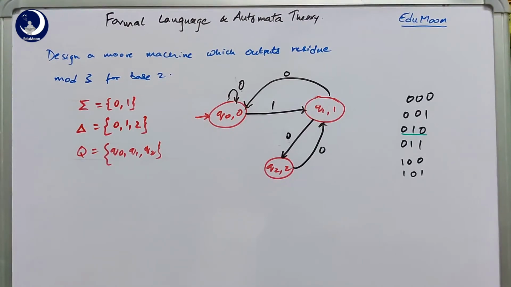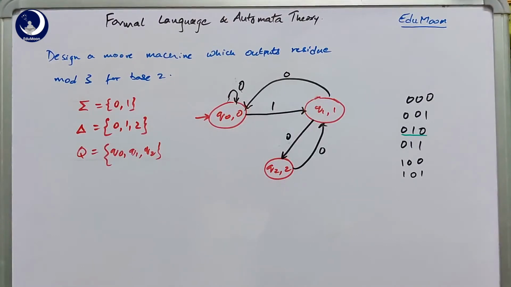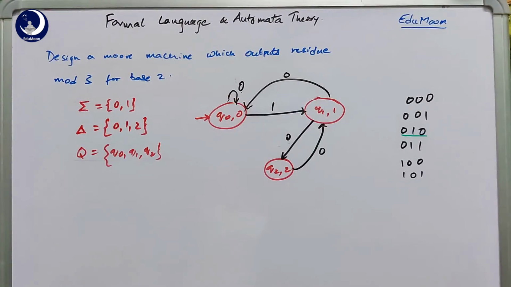Therefore for 100, you can check that from Q0 on 1 we came to Q1, from Q1 on 0 we came to Q2, and from Q2 on 0 we came back to Q1. So the last output will be 1. So 100 gives us the remainder, or the output, as 1. And 101 is equal to 5. The remainder of dividing 5 by 3 will be 2, so we should be in the Q2 state. So simply we write Q2 on 1 equals Q2 again.